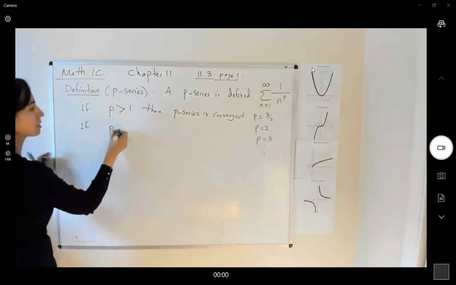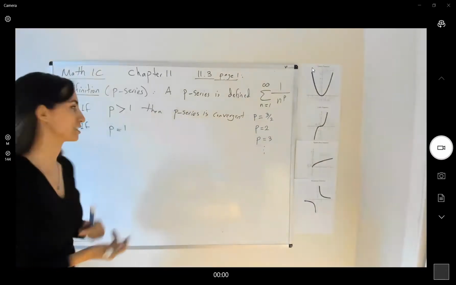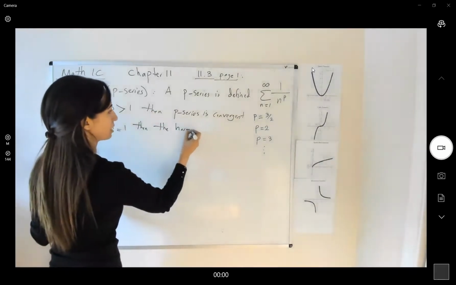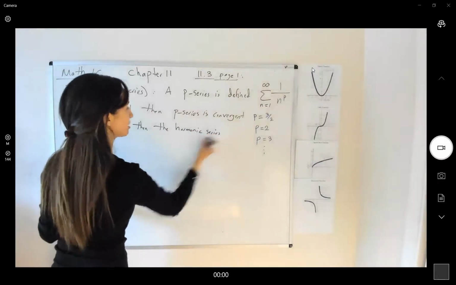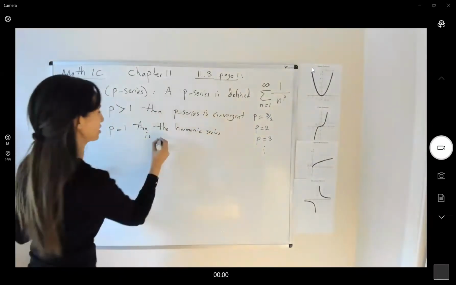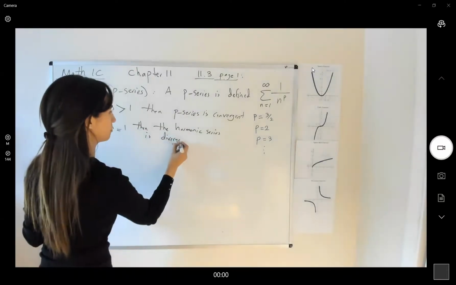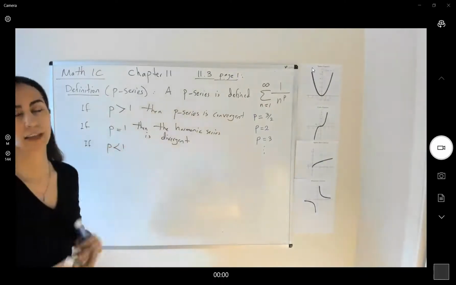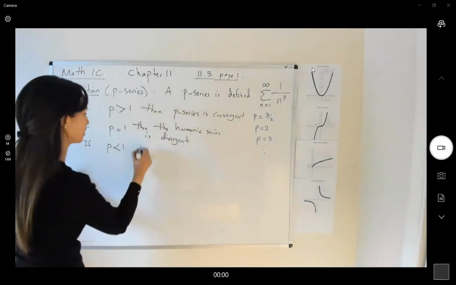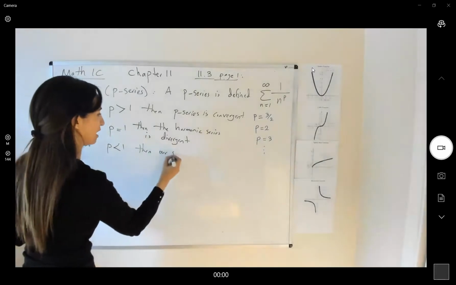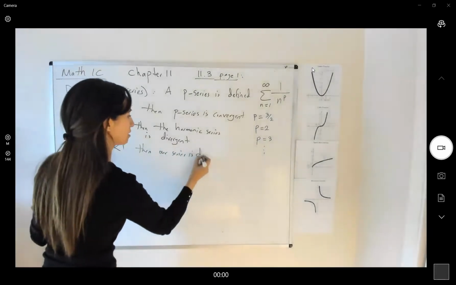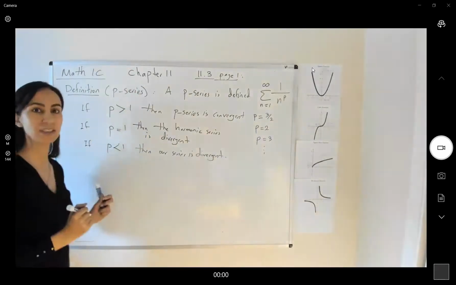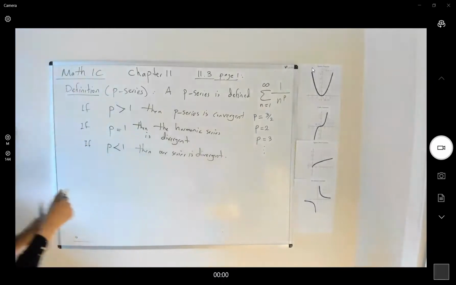If p is equal to 1, then we have a harmonic series. The harmonic series, as you know, is divergent. And if p is less than 1, then for sure you have a divergent series. You can prove this using the integral test.